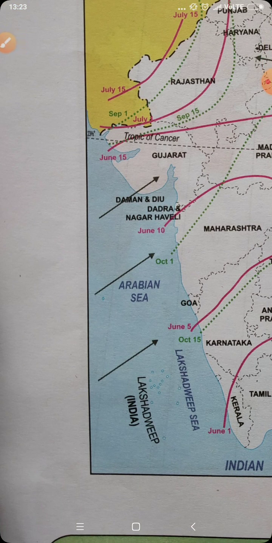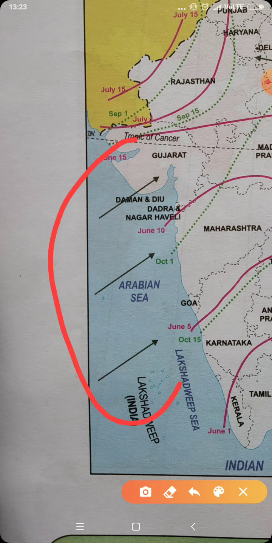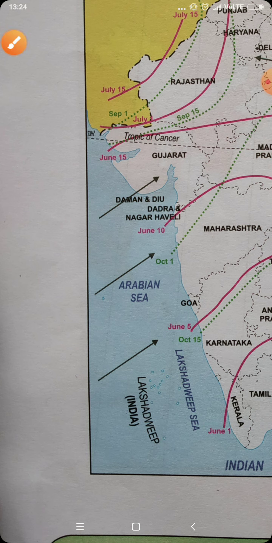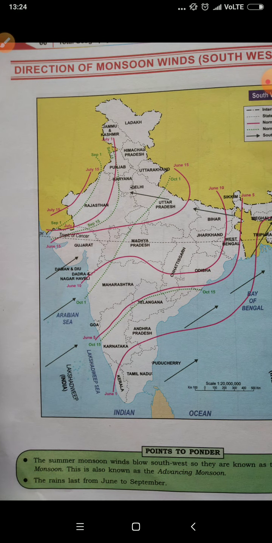You see, if you see north, east, south, west, these arrows are indicating this direction, and this direction is southwest. From the south they are starting, southwest they are starting. So it is also called the southwest direction. They are going to the northeast. The arrows are showing to go northeast, but their origin is the Arabian Sea, which is in the southwest point of India.